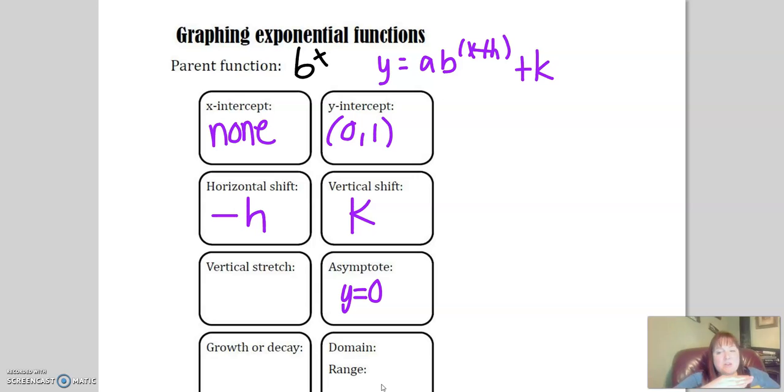So if my k value is 3, I'm going to take my asymptote here at 0, and I'm going to move it up 3, and now my asymptote is at whatever k is, right? My asymptote is at whatever k is. And I'm not going to say that you have to memorize asymptote equals k, but what you might want to know is that your asymptote starts at 0 and it shifts up to k, okay? Our vertical stretch is a.